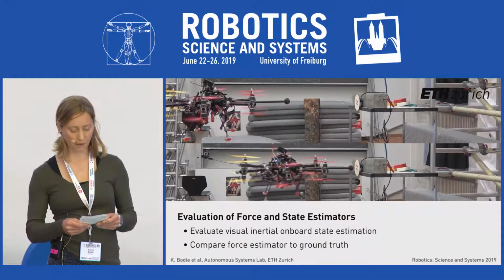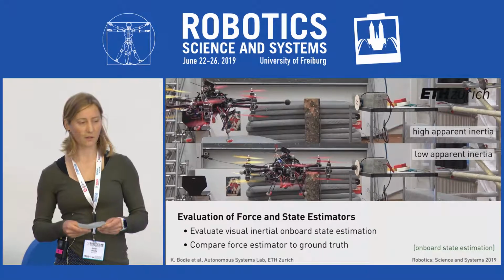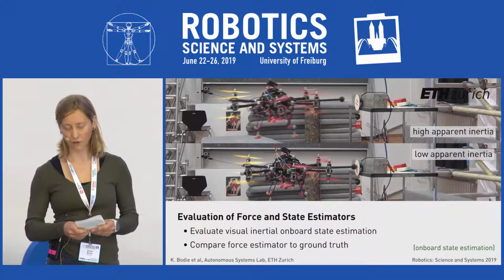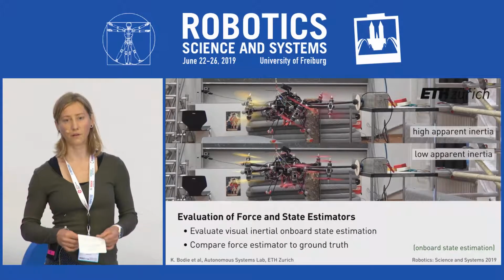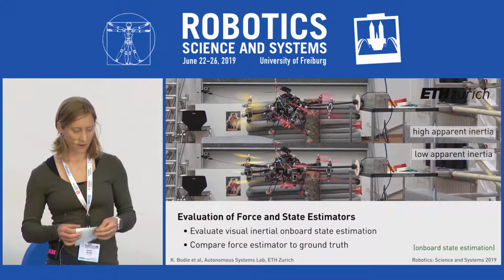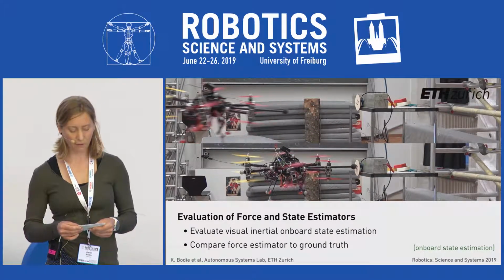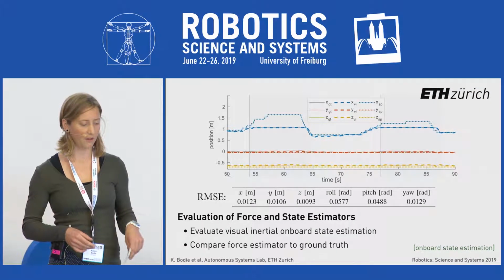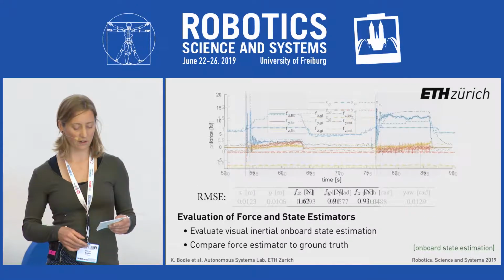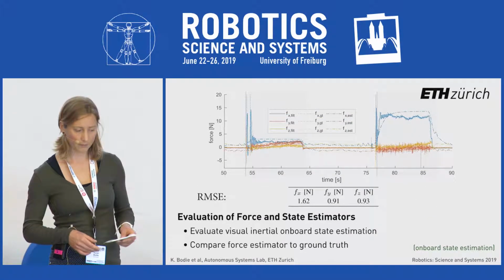So finally, we evaluate the visual inertial onboard state estimation, comparing to motion capture ground truth, and evaluate the force estimate by pressing against a 6-axis load cell. Over a trial of 90 seconds, we have a root mean squared position error around 1 centimeter and orientation error around 3 degrees. And for force estimation, the error is on the order of 1 Newton.